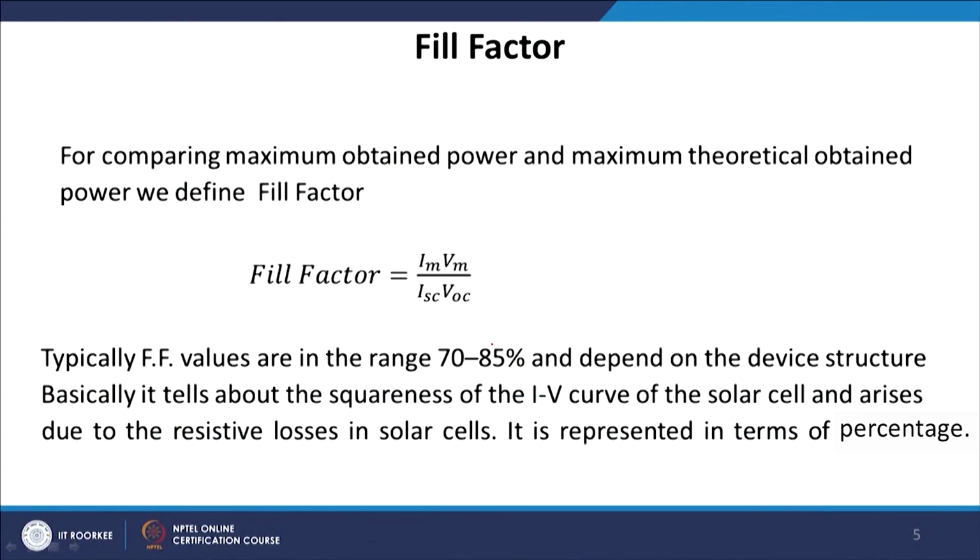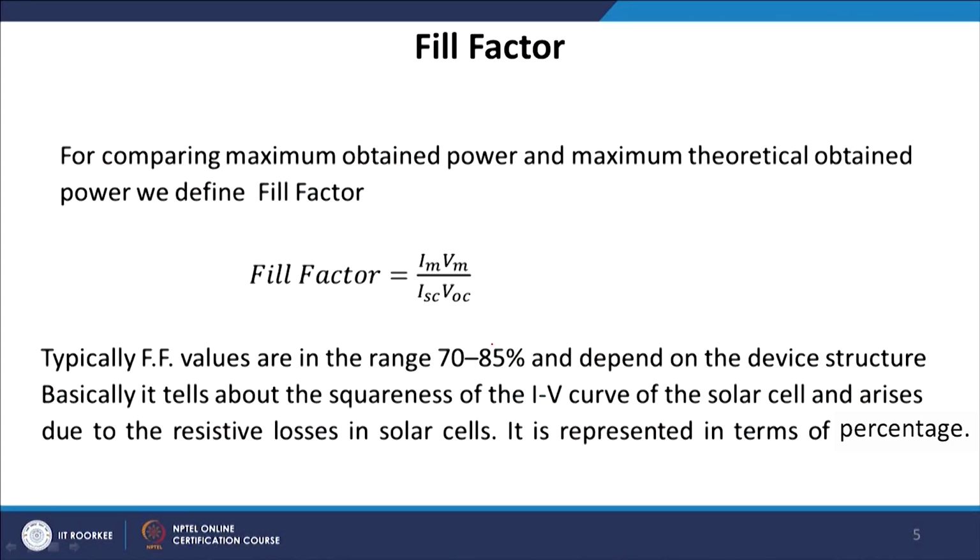But we do not get that perfect square in real life when we record the IV characteristics. Now, this deviation of the real solar cell from an ideal solar cell is described in terms of a quality factor, and that quality factor is called fill factor. So, for comparing maximum obtained power and maximum theoretical power, we define the fill factor.